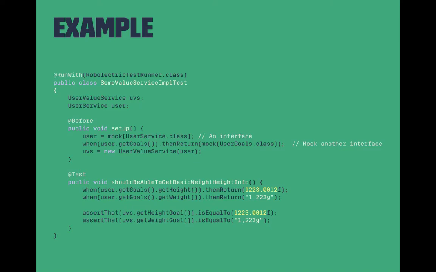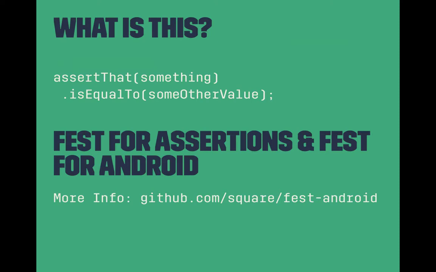Now you may notice a little bit different syntax here. We have assert that some value is equal to some other value. So let's take a look at assert that. The big question is, what is this right here? Assert that something is equal to some other value. That's not typical JUnit assertions. These are actually FEST assertions.